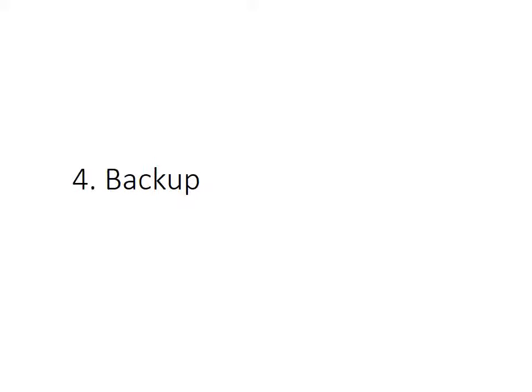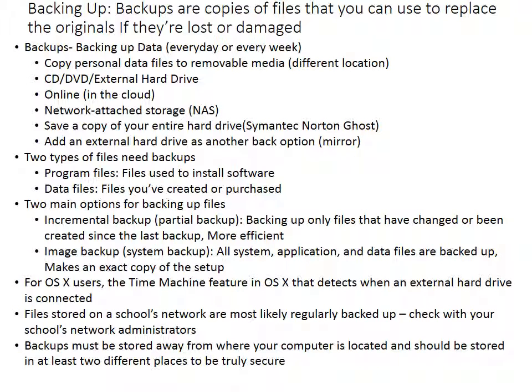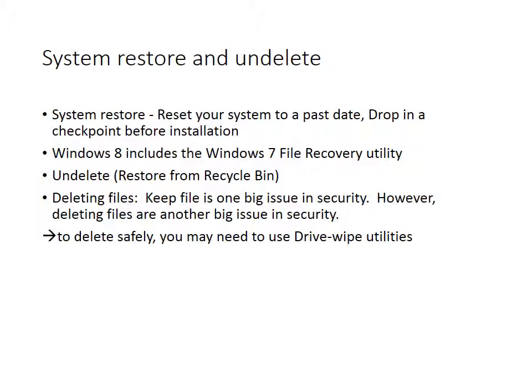Because many of these possibilities are beyond your control, you should have a strategy for backing up your files. Backups are copies of files that you can use to replace the originals if they're lost or damaged. By the way, you should have backups in different physical locations to make sure. System Restore can reset your system to a past date. You should make restoration images to restore later just in case. You can restore deleted files from the recycle bin.